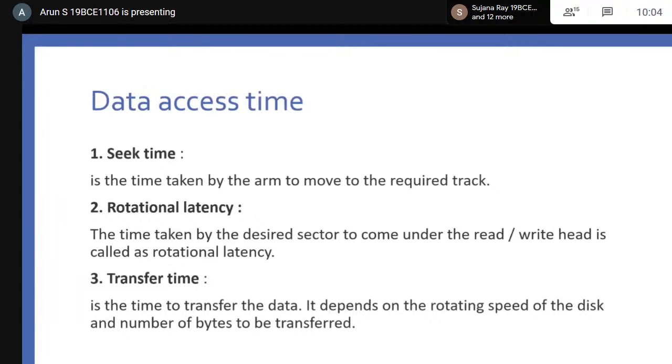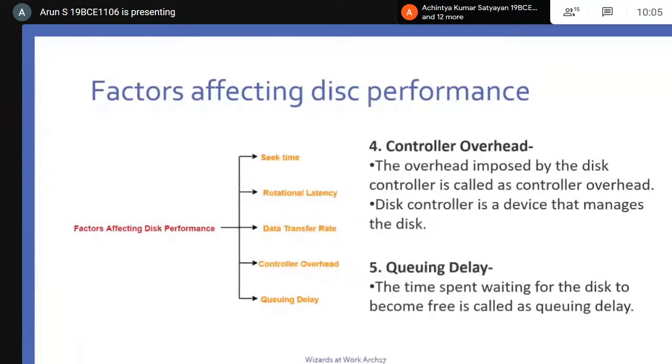There are other factors which affect the disk performance. One is the controller overhead, which is the overhead imposed by the disk controller. And the next is the queuing delay, which is the time spent waiting for the disk to become free.